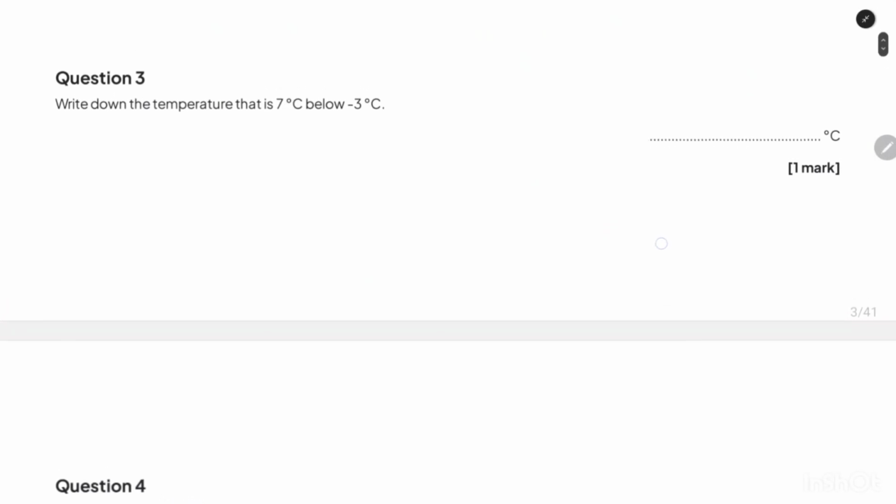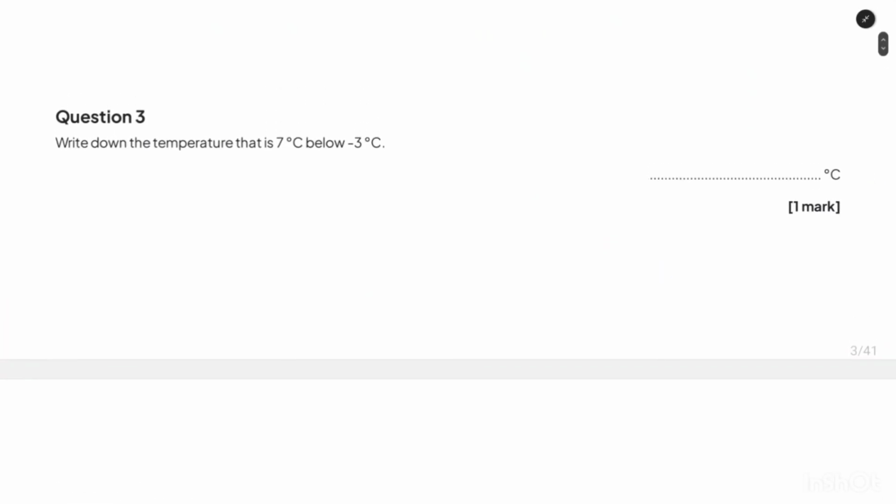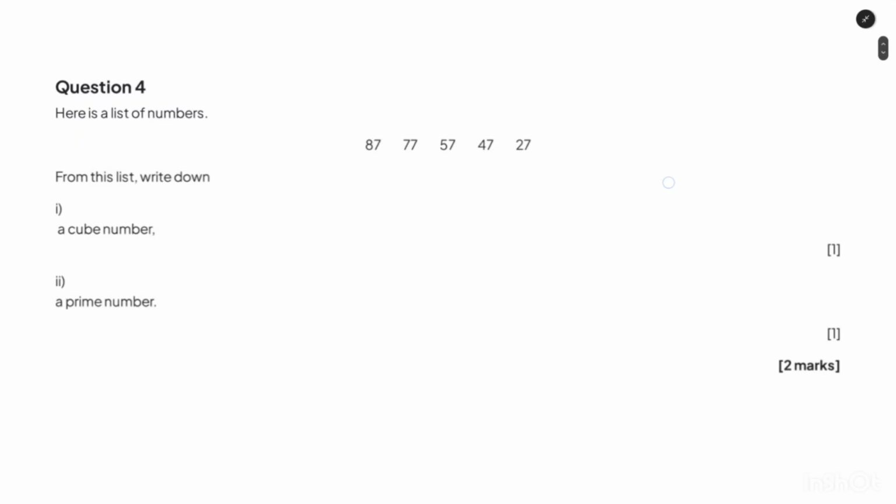Let's jump to the third question. Write down the temperature that is 7 degrees below 3 degrees minus 3 degrees Celsius. 7 degrees below minus 3, so we'll subtract 7 from minus 3. Subtract 7 from minus 3, you will get minus 10. So your answer is minus 10 degrees Celsius. Degrees Celsius is already given, so I'll write only minus 10 in the blank. Clear? It was very easy.